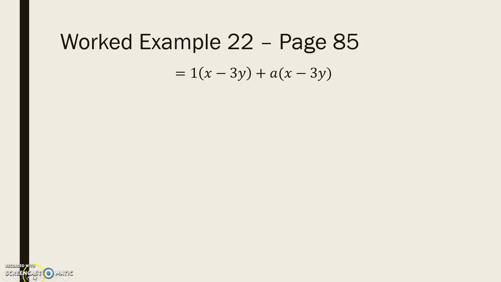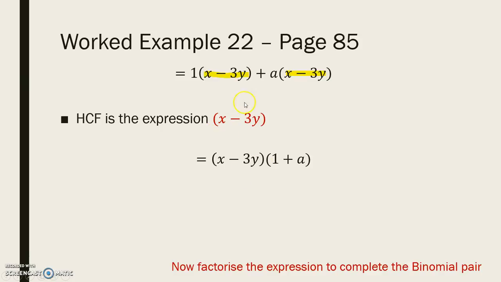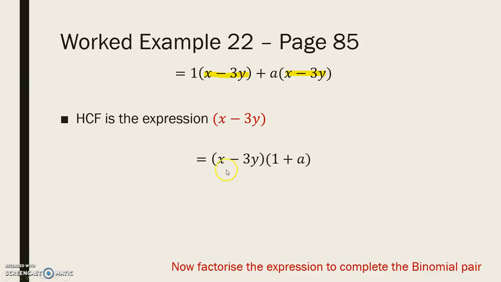Our common factor pair, same as before, is the bracket. Remember, if that bracket doesn't match, maybe we've made a mistake. So we take that out as a common factor. What's left is the 1 plus a here. How do you check your answer? Same as before, you expand that bracket using binomial distribution.